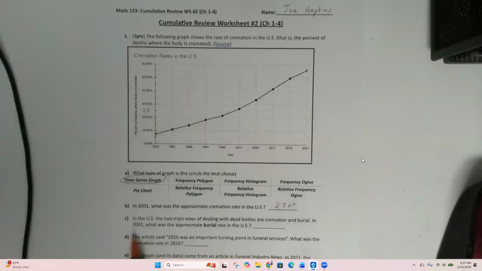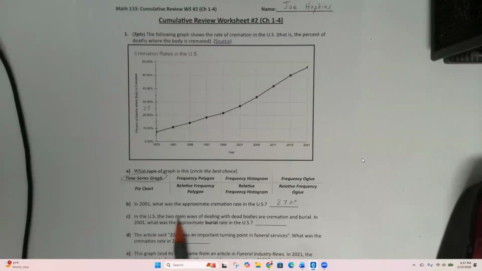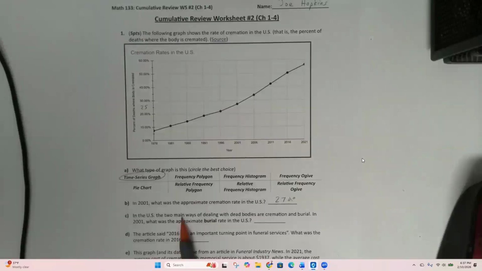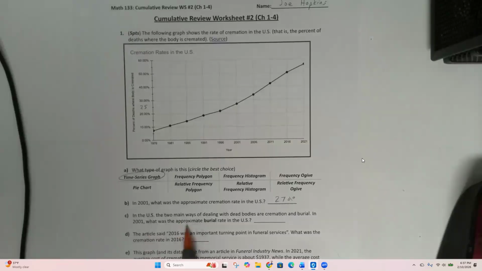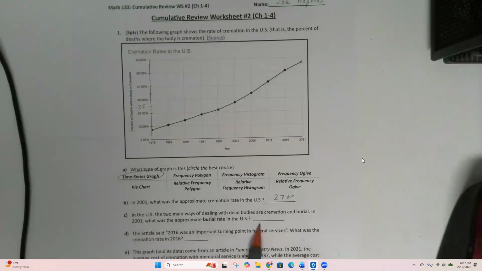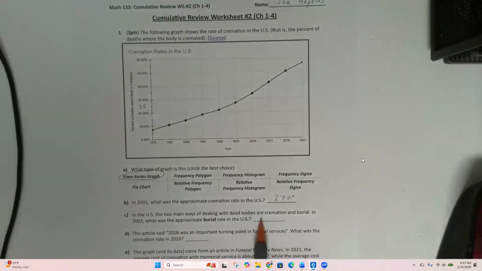In the US, the two main ways of dealing with dead bodies are cremation and burial. Two main ways. What are the other ways? Well, I guess there's donate your body to science. In 2001, what was the approximate burial rate in the US? So cremation rate was 27. Viking funeral, mummification, it's got some good ideas. What's the answer for C?